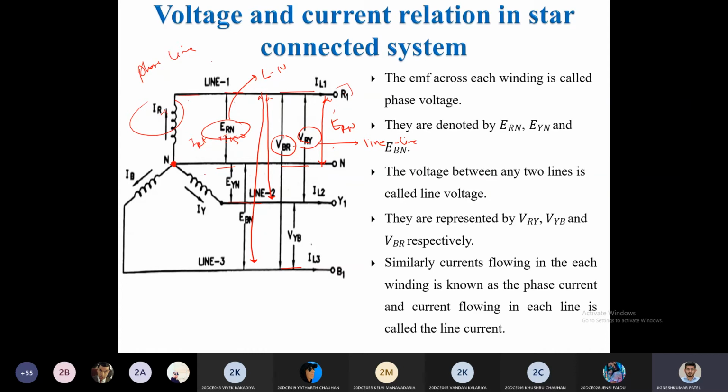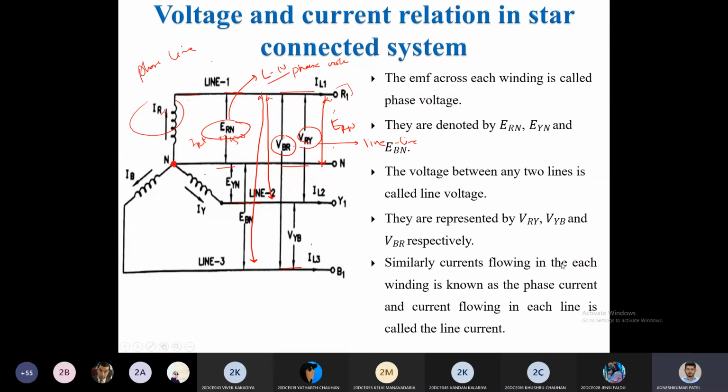Now let us understand. The EMF across each winding is called phase voltage. If you don't read it as line to neutral, you can also say it is a phase voltage. If it is ERN, I can say it is the R phase voltage. They are denoted by ERN, EYN, and EBN. The voltage between any two lines is called a line voltage, so this is line voltage or line to line voltage. They are represented by VRY, VYB, and VBR. Okay, only three because there are three lines.